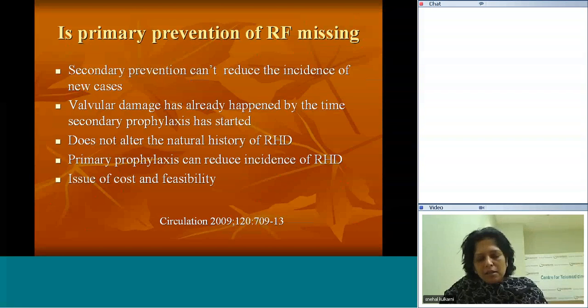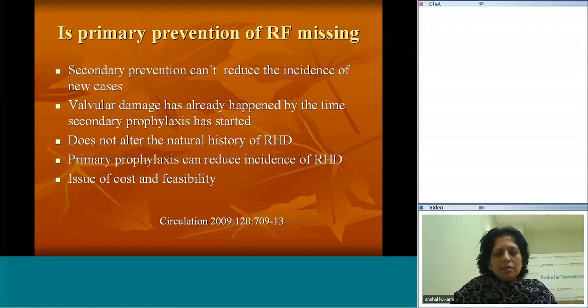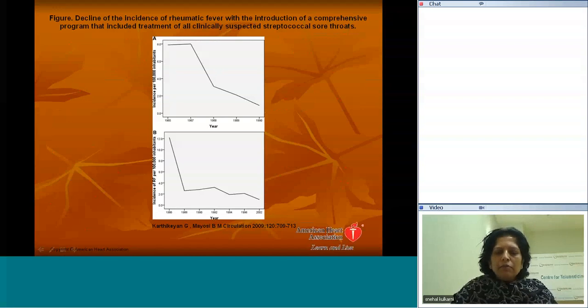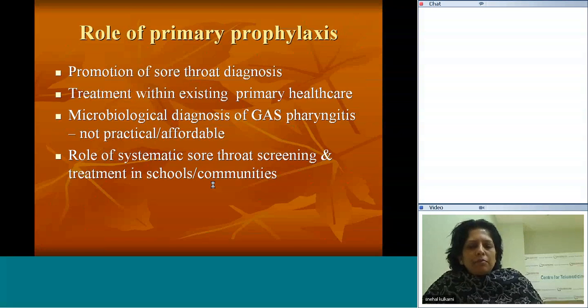Actually, primary prophylaxis is the only way to reduce the incidence of rheumatic heart disease, and we need to look into the issue of cost and feasibility of doing this primary prevention. In this study, they show that when you incorporate primary prevention methods, you see a sudden reduction in the incidence of rheumatic fever in this subgroup. So when we look at the role of primary prophylaxis, we have to promote the sore throat diagnosis, and we don't need to go into throat cultures and those kinds of tedious things. We have to start treatment within the existing primary healthcare.